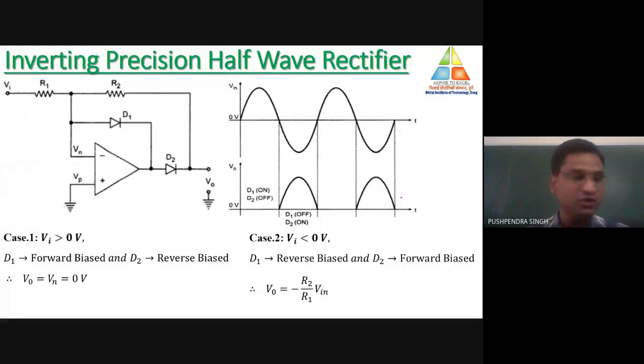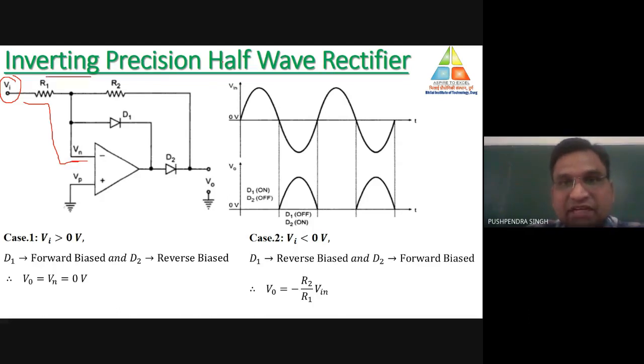Now moving further to the inverting precision half wave rectifier circuit. In the case of the inverting precision half wave rectifier circuit, you can see that the input signal is applied at the negative terminal of the operational amplifier. That's why it is called inverting.